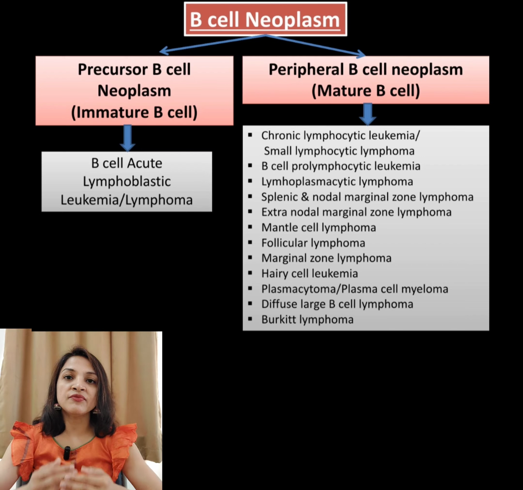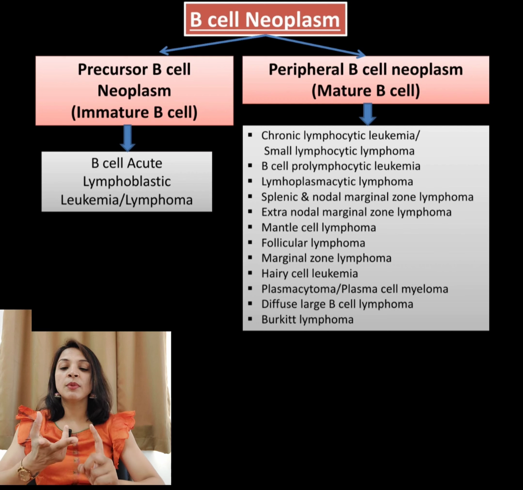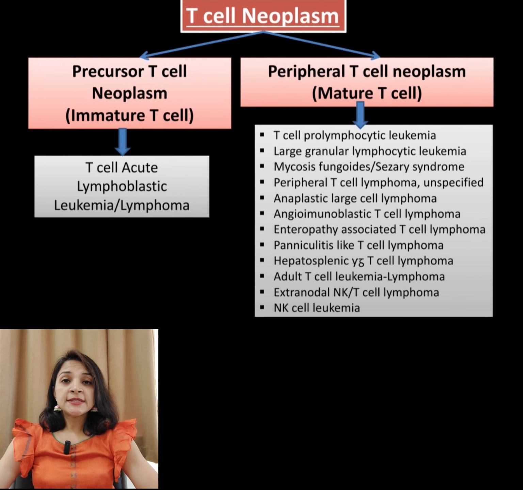In the non-Hodgkin's lymphoma, if we subdivide this, precursor B cell neoplasm has the precursor acute B lymphoblastic leukemia lymphoma under this heading. Then when it comes to the peripheral B cell neoplasm, we will first cover the most important and most commonly asked lymphomas. Those are follicular lymphoma, mantle cell lymphoma, marginal zone lymphoma, CLL, SLL, hairy cell leukemia, diffuse large B cell lymphoma, Burkitt's lymphoma.